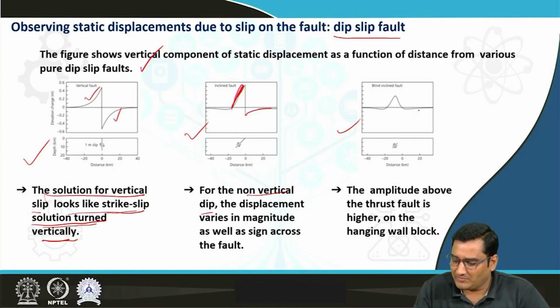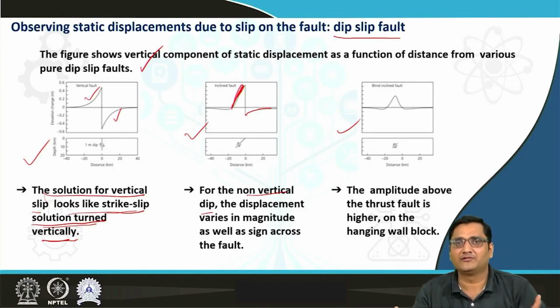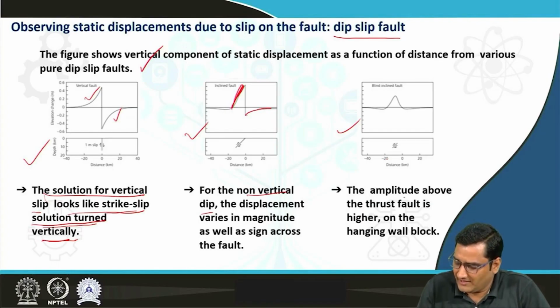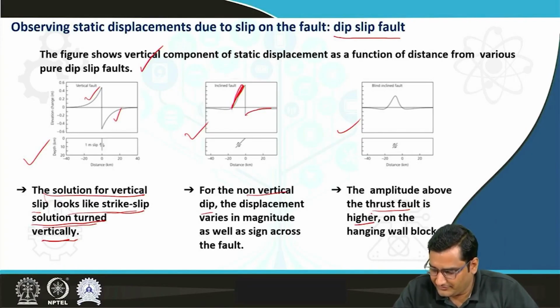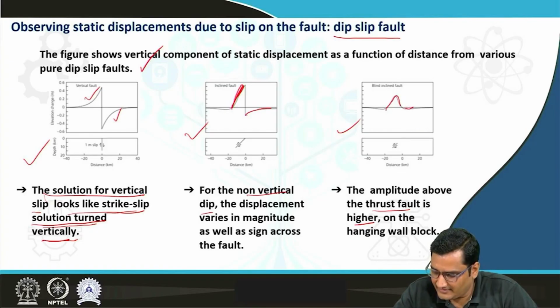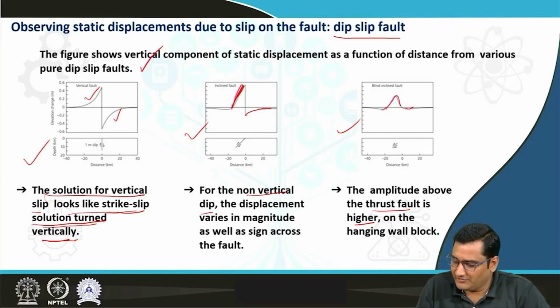Now let's talk about the buried fault, or you can say the blind fault, because this fault does not have any expression on the surface, so it is buried, and because it is not visible on the surface, we sometimes call it a blind fault as well. This is an example of a blind thrust fault, and you can see the amplitude above the thrust fault is higher. Here in this direction it is lower. So the amplitude above the thrust fault is higher on the hanging wall block.